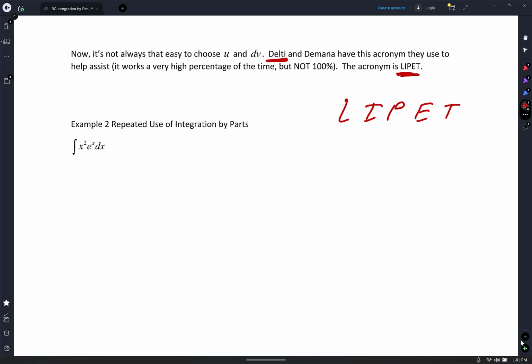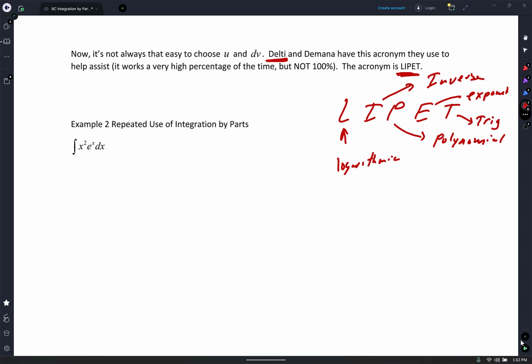These are what you should try to make u first. L stands for logarithmic. I stands for inverse. P stands for polynomial. E stands for exponential. And T, take a guess. What do you think T stands for? Trig. These are the orders in which you should try to make u. And relax, it doesn't always work. It's not 100% bulletproof, but this is a common rule that you should try first.